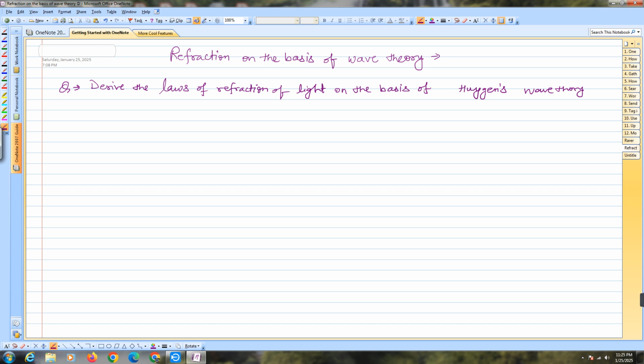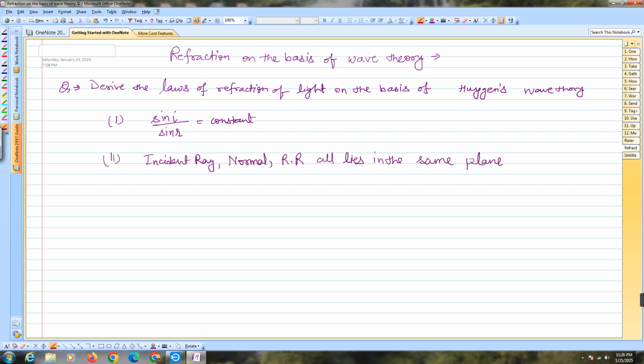Correct. First of all, we should know that there are two laws of refraction. The first law, which is also known as Snell's law, is sin i upon sin r is equal to a constant. And what is the second law? The second law is that the incident ray, normal and refracted ray all lie in the same plane.